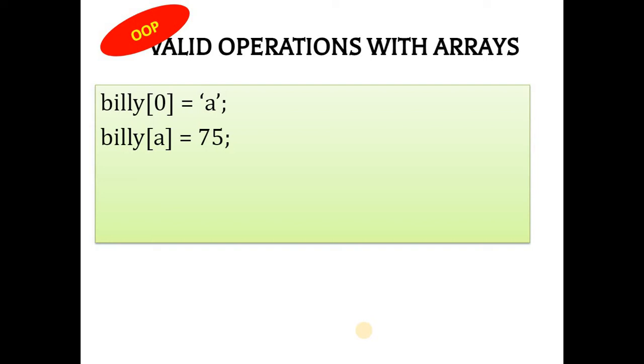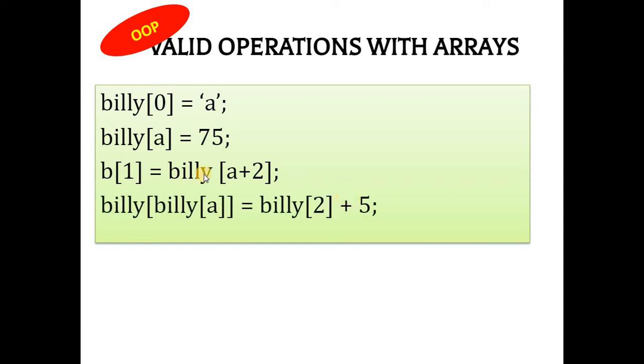If I have declared A = 6, it will store the value 75 in the 7th element of Billy. Here, B[1] = Billy[A + 2] means I am storing some value of Billy. Suppose A is 1, then it will be 1 plus 2, that is 3. So the value of Billy[3] will be stored into B[1]. So the second value of B will be the same as the fourth element of the Billy array, and so on.